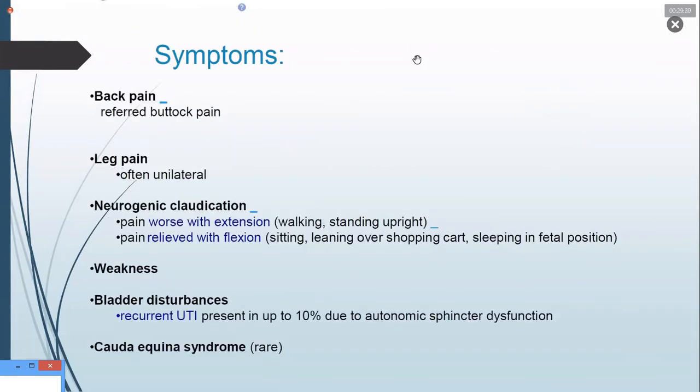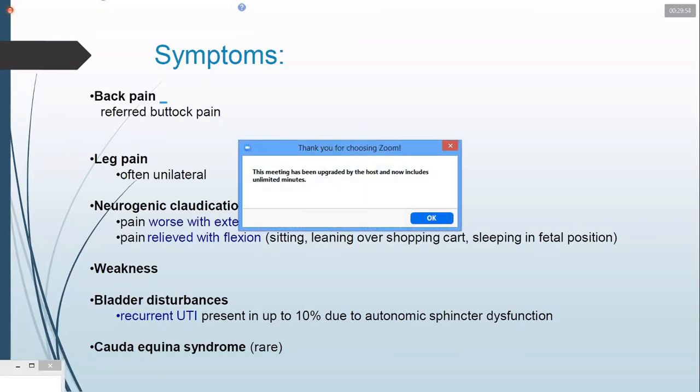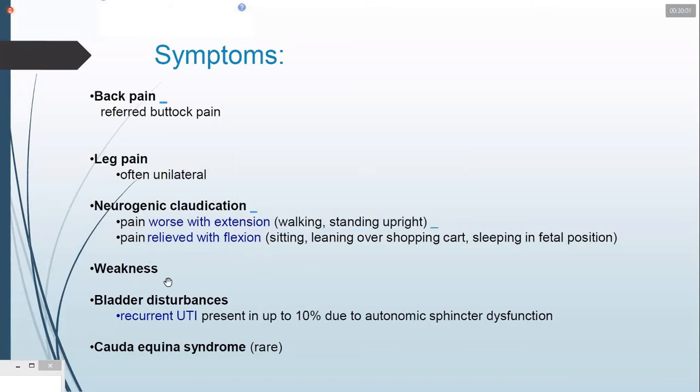Regarding symptoms, they usually present with back pain that refers to buttock pain, and sometimes refers down the leg, often unilateral, and neurogenic claudication. You have to know neurogenic claudication and know how to differentiate it from vascular claudication. The pain worsens with extension, walking and standing upright. Pain relief with flexion.